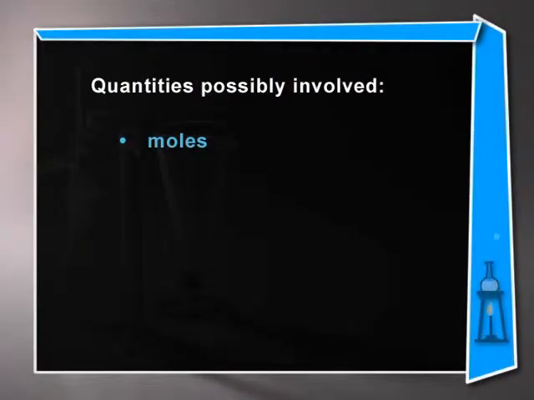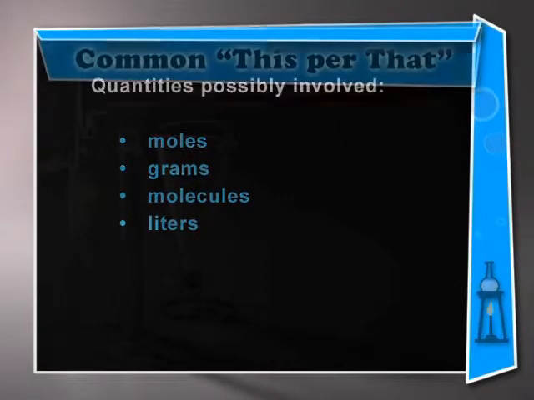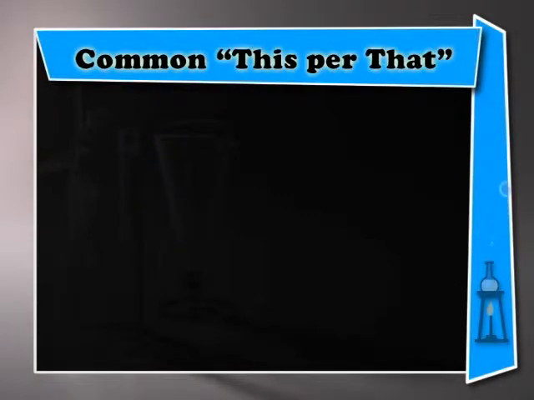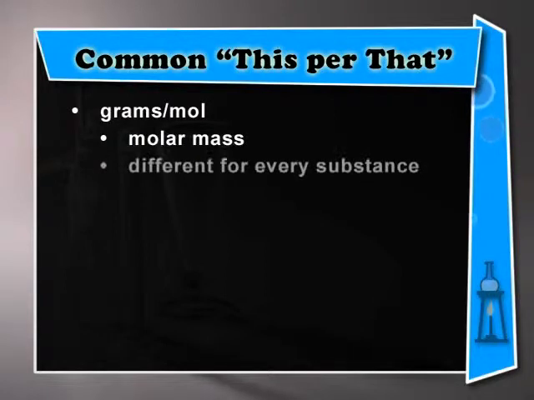Now, in the problems we're going to work from now till the end of this lecture, there will potentially be 4 possible quantities involved. We'll talk about the moles of the gas that we have at STP, the grams of the gas, the molecules of gas, and the number of liters. There are 3 this per that's. One is grams per mole. That, of course, is the molar mass. That's different for every substance because some molecules are heavier than others.